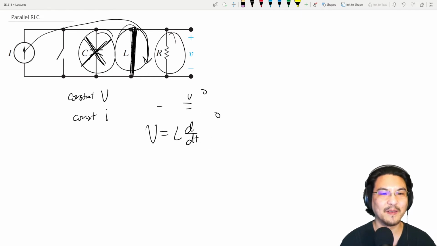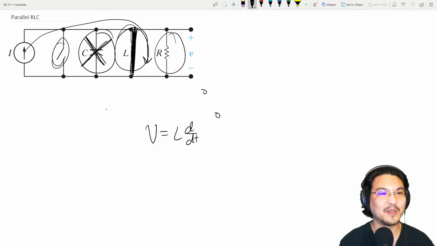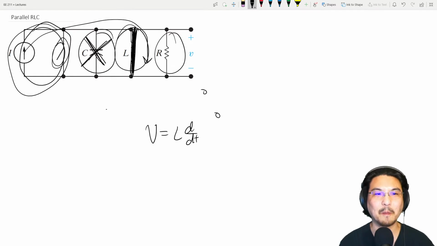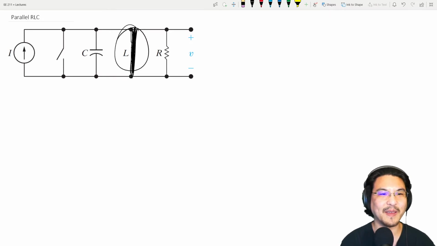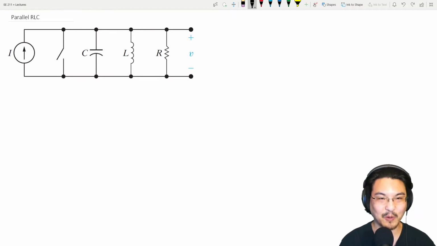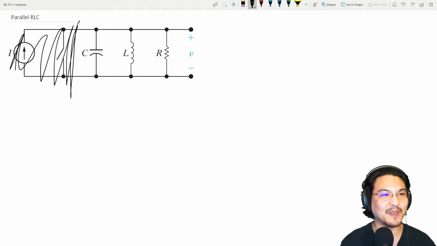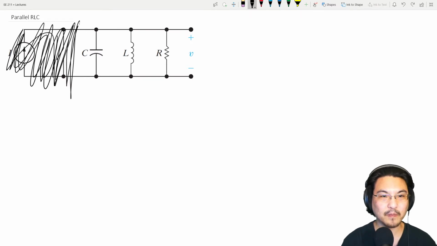Okay, and then let's say at t equal to 0, we close this switch, which basically shorts out the current source. So it's like removing the current source at t equal to 0. Okay, so when that happens, we remove the current source. The inductor had all the current. What will happen now? So let's get rid of this, right? We short that out.